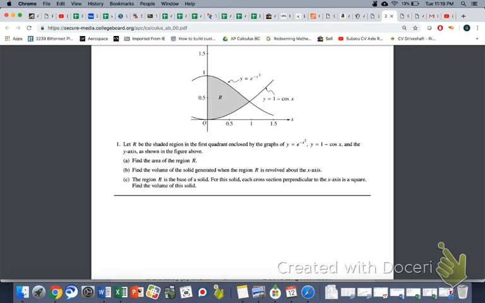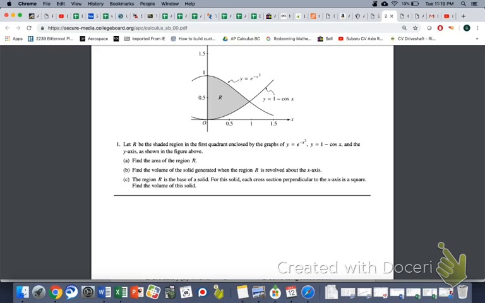So I encourage you here to pause the video and take a look at question A, which says find the area of region R. And so pause the video, play again here in just a second, and I'll show you a solution.